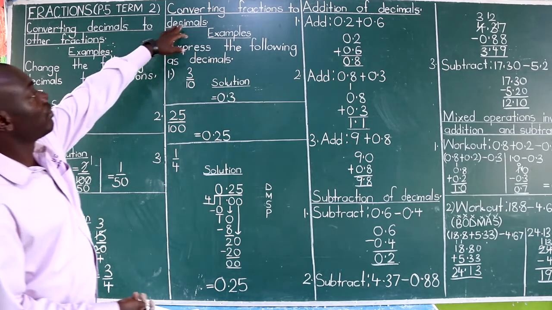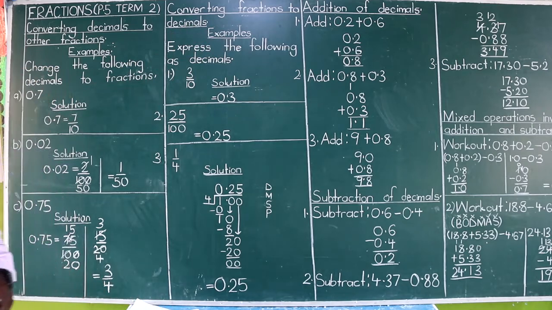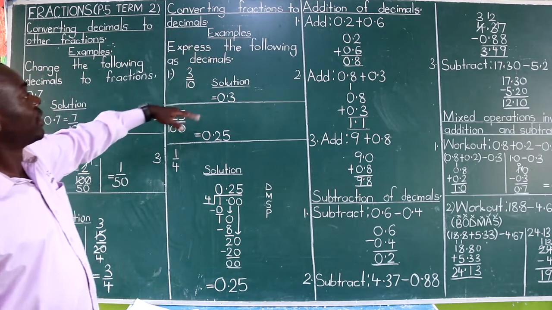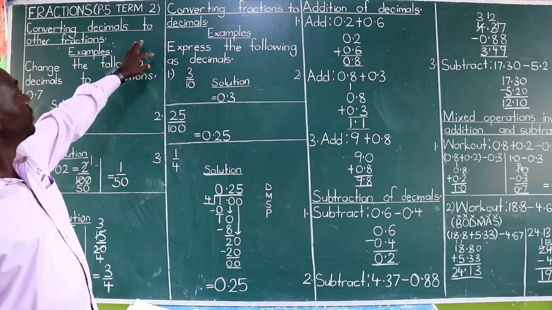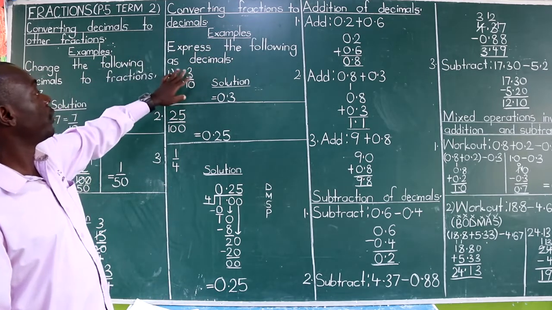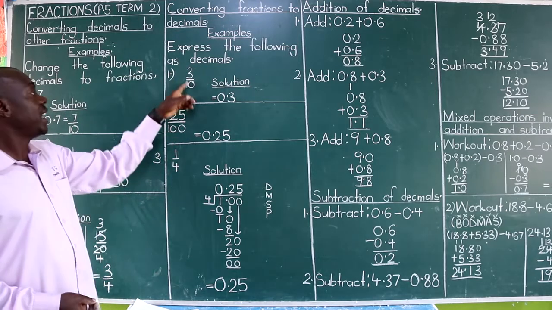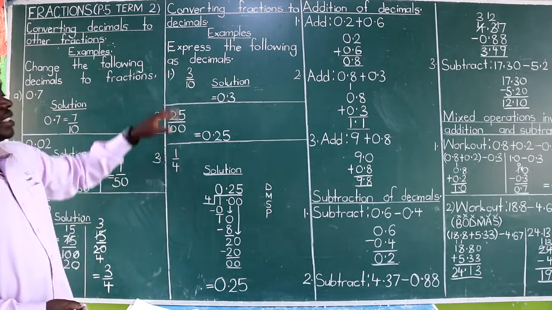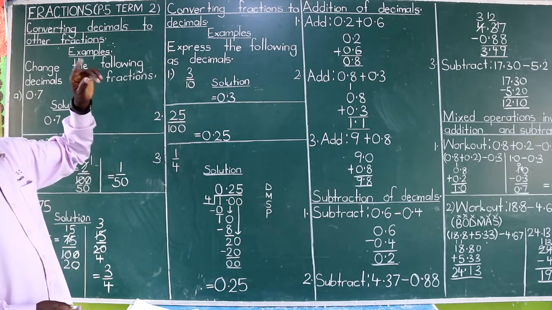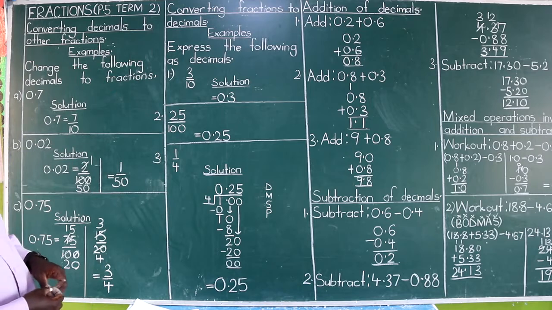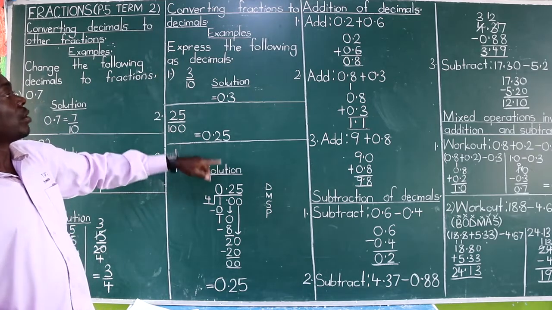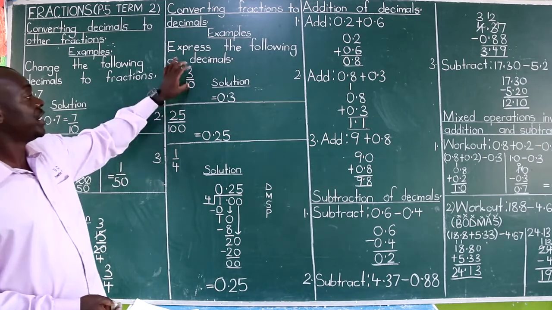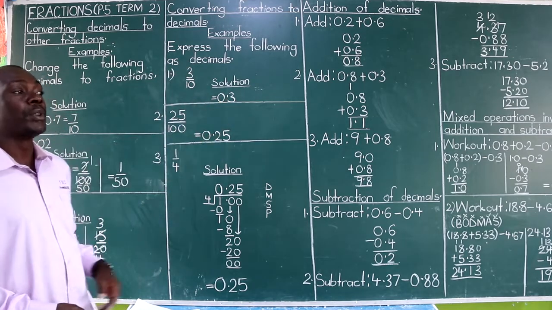Now, we've got converting fractions to decimals. We've got these 3 examples, where we are taught to express the following as decimals. 3 out of 10 or 3/10. Like the word tenth suggests, it suggests only 1 decimal place. So 3/10 calls for that 3 being the tenth place value like we learned. So 3/10 or 3 out of 10 is equal to 0.3.